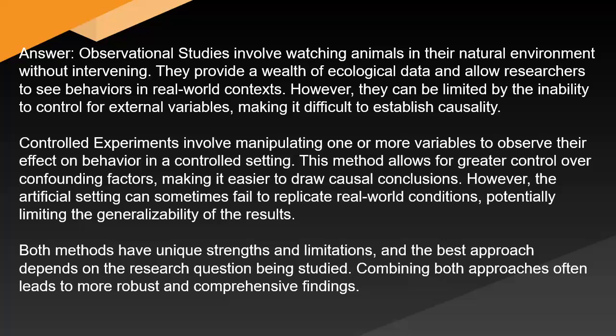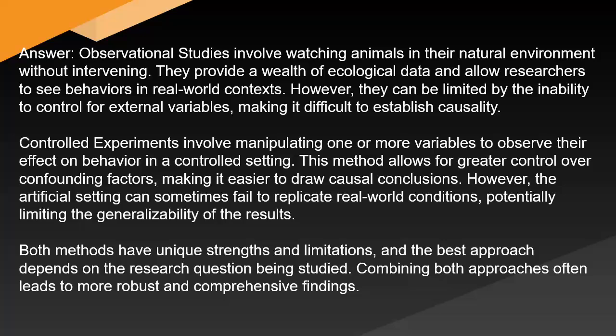However, they can be limited by the inability to control for external variables, making it difficult to establish causality. Controlled experiments involve manipulating one or more variables to observe their effect on behavior in a controlled setting. This method allows for greater control over confounding factors, making it easier to draw causal conclusions. However, the artificial setting can sometimes fail to replicate real-world conditions, potentially limiting the generalizability of the results.